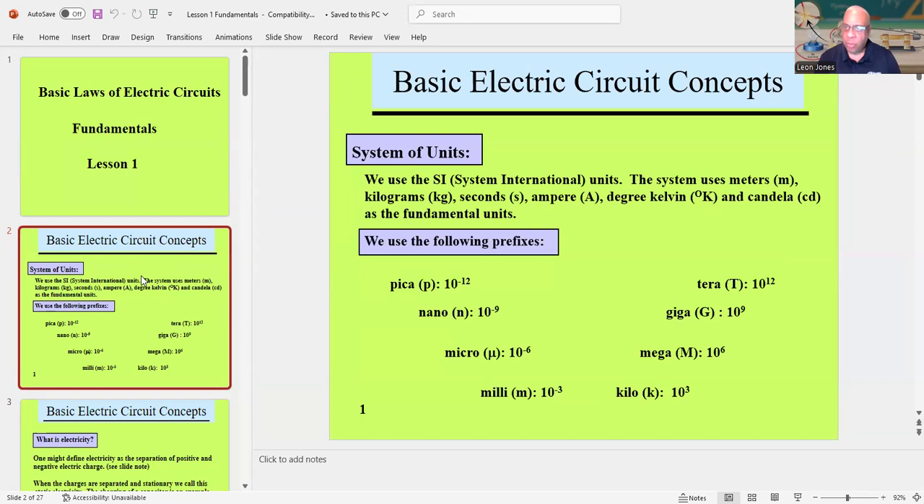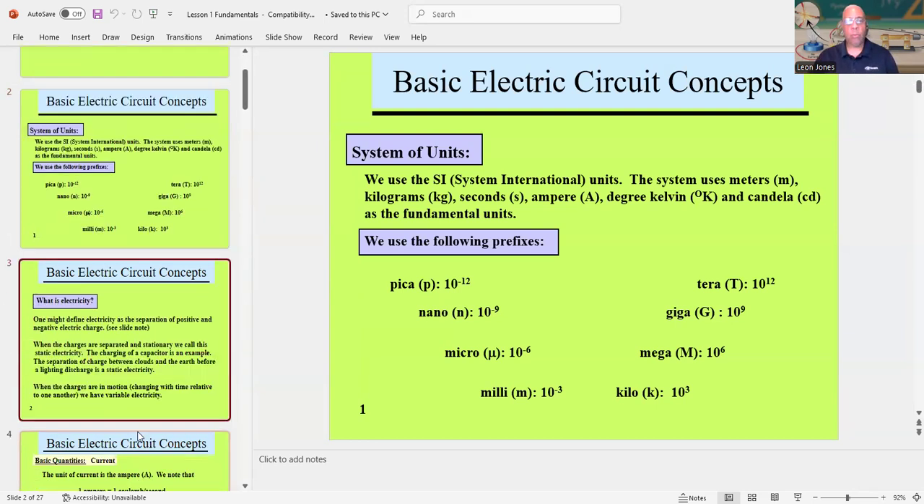Now, what is 10 to the 0? 10 to the 0 is always going to be 1. In fact, any number to the 0 power is 1. So when we get into your higher values, we have your prefix kilo, which means 1,000, 10 to the third. Mega is 10 to the sixth. Giga is 10 to the ninth. Tera is 10 to the 12th, which is trillions.